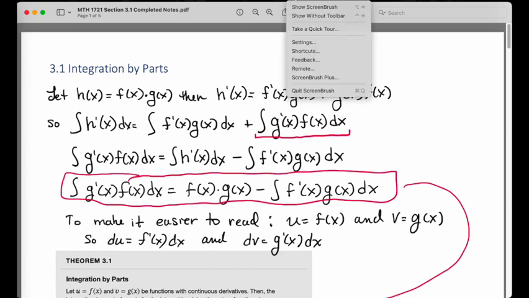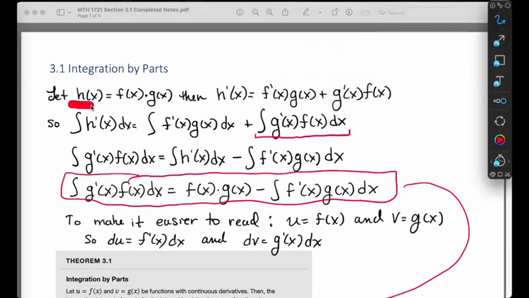Let's say we have a function h of x that's defined as the product of two other functions, f of x and g of x. Then when we take the derivative, we would use the product rule, and I would find the derivative of f of x times g of x plus the derivative of g of x times f of x.